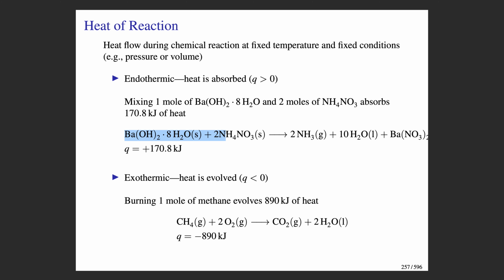This reaction involving barium hydroxide hydrate reacting with ammonium nitrate is an example of an endothermic reaction, one that absorbs thermal energy from its surroundings. Here, this combustion reaction of methane is exothermic. It produces energy.